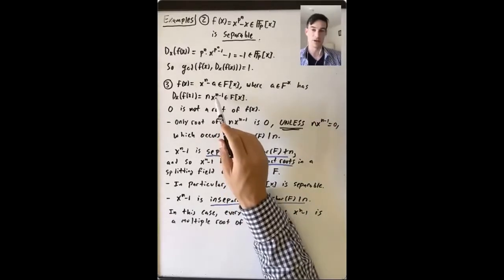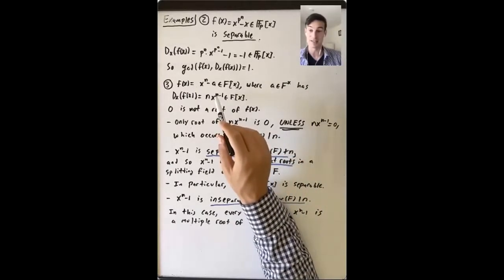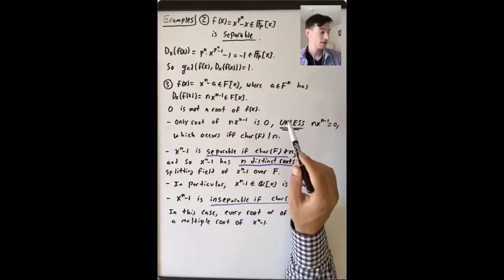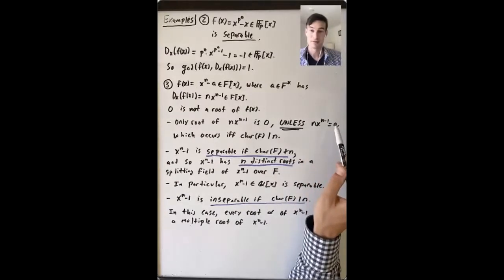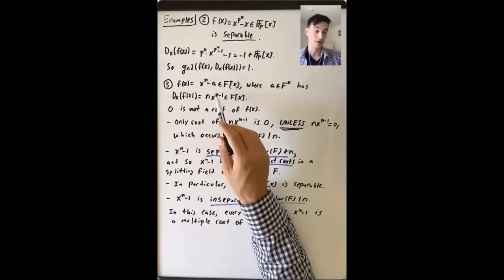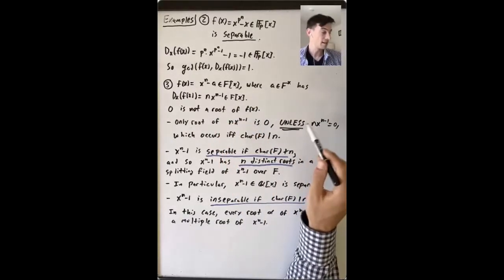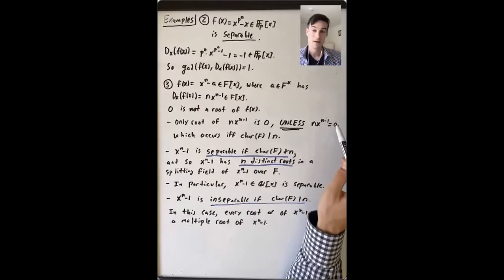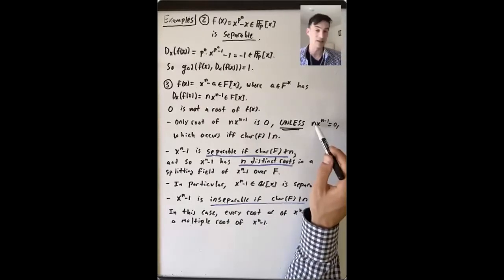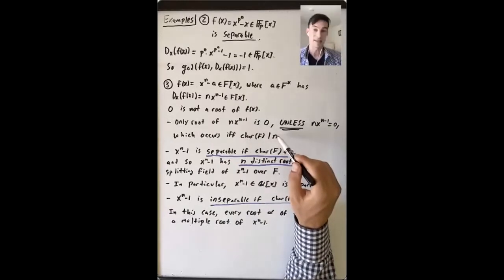So what do the roots of the derivative look like? Well, the only root of this polynomial is 0 unless the whole polynomial is 0. Right? So if n is at least 2, then 0 is a root, and it's the only root, clearly, unless the whole polynomial is 0. But when does that happen? That's if n is 0 in F. That is, if the characteristic of the field divides this integer n.